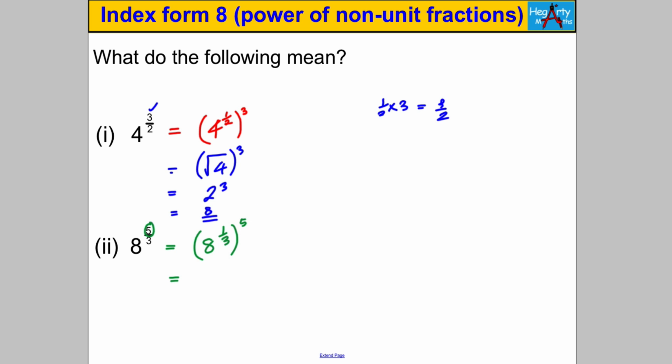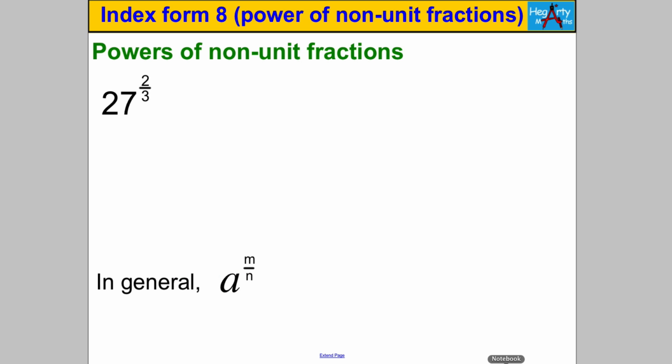Now 8 to the third, I know that means cube root 8, doesn't it? And don't forget, I'm raising all of that to the power of 5. Now the cube root of 8 is 2. And don't forget, I'm raising that to the power of 5. And 2 to the power of 5, 2 multiplied by itself 5 times, is 32. And again, who would have thought 8 to the 5 over 3 was actually the whole number 32, but it is. So I'll do one more example and then try and write us a general rule.